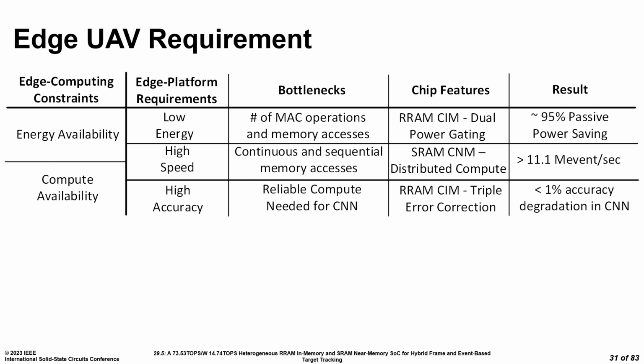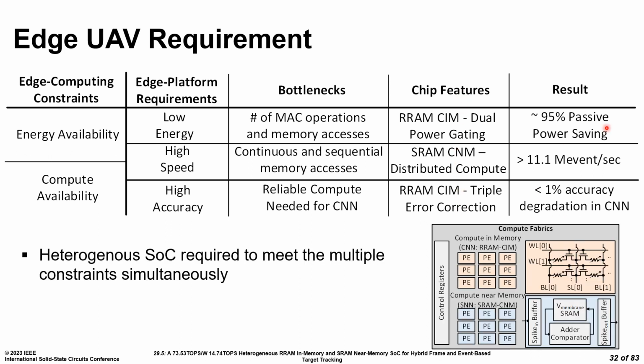So reliable computation is needed for CNN, and compute in memory is known to have variation-induced accuracy degradation. To prevent the accuracy degradation, we add a triple error correction module within every RRAM module, and this limits the application level accuracy degradation to less than 1%. So with these three features, we are able to satisfy the power, performance, and accuracy constraints simultaneously.